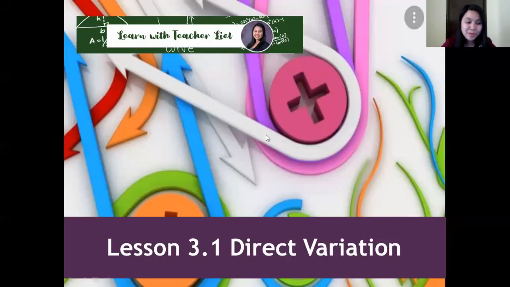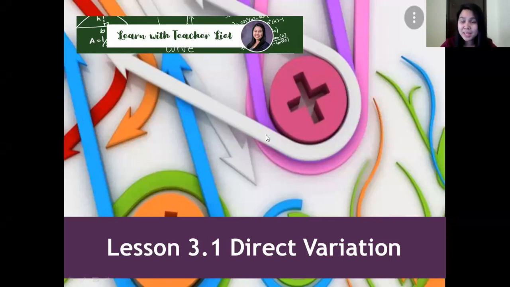Once again, good morning, and we are now in the first topic for the second quarter. Our topic this week and next week will be all about variations. So far, as what I've mentioned, this is the easiest topic and the shortest among all chapters. We only have four lessons for this chapter.